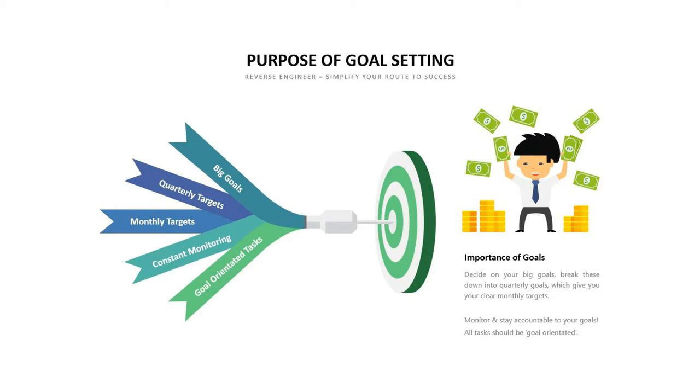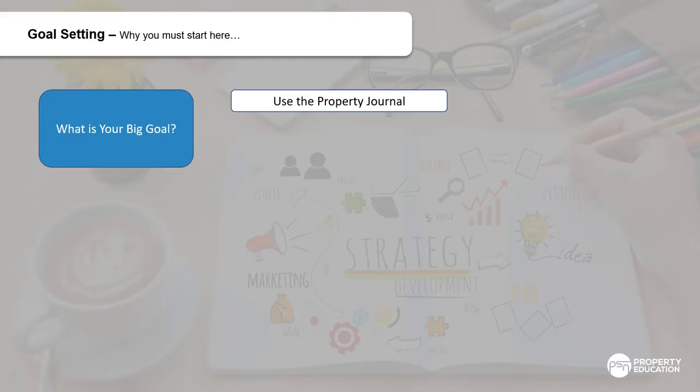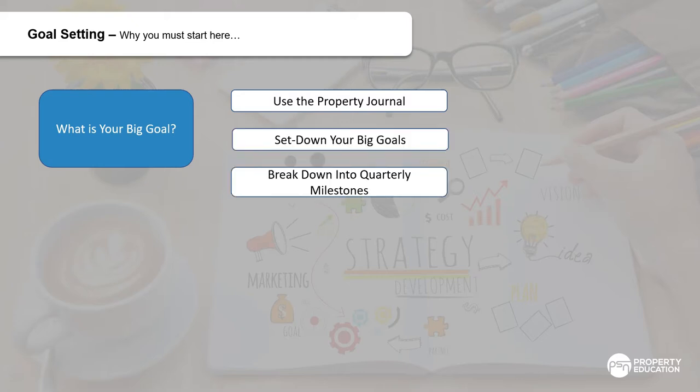So we're going to start by breaking down the big goal and reverse engineering it so you can work towards it. Once you've set your big goal, break it down into quarterly milestones to meet or hit. And we're going to break it down into monthly targets. So that's what the journal's all about. You're going to go through this process with the journal. So once you've got monthly targets, you can break it down into weekly targets.